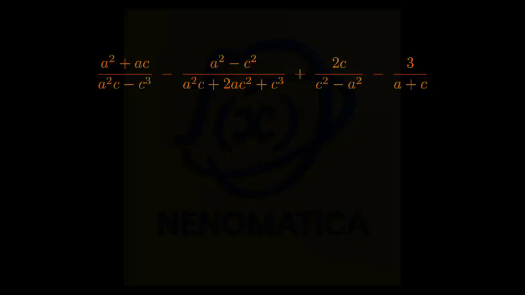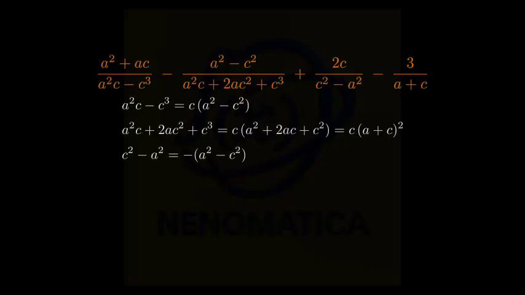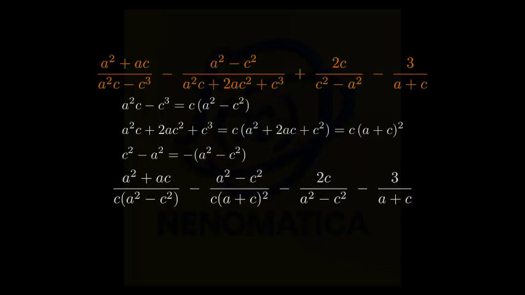Step 1. Write the original expression. Step 2. Factor all denominators. This makes the common denominator obvious. Step 3. Choose the least common denominator and rewrite each term over that denominator. Here the least common denominator is c times (a squared minus c squared) times (a plus c squared).